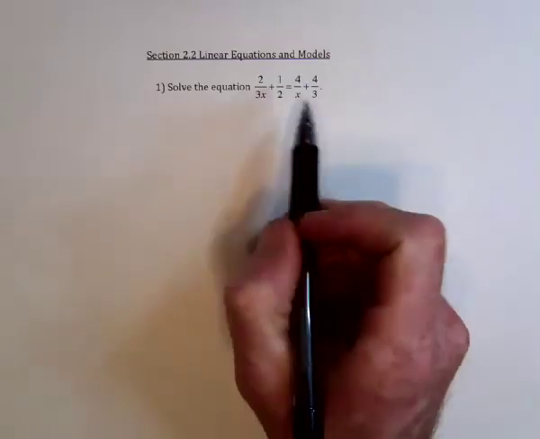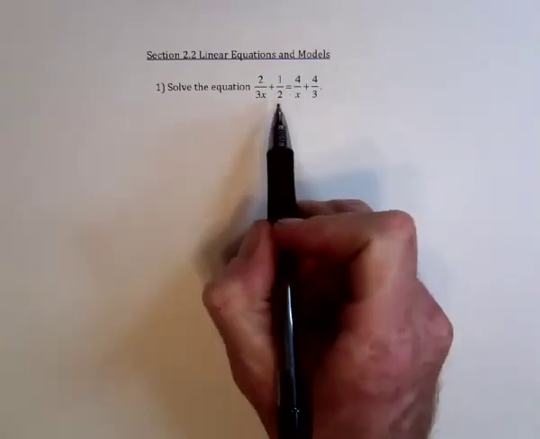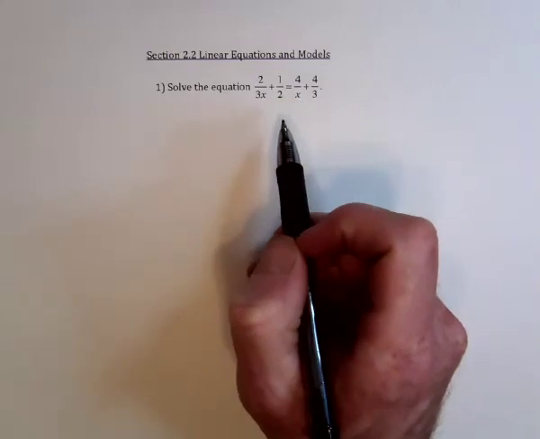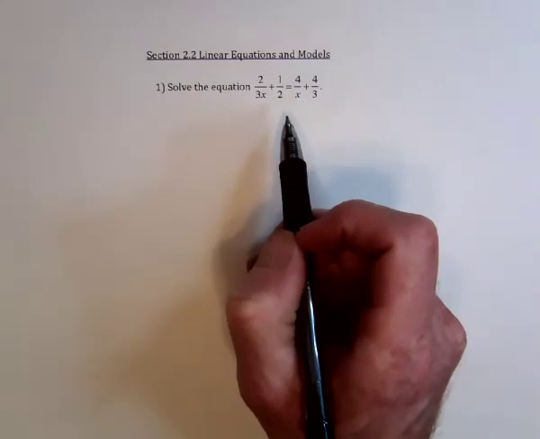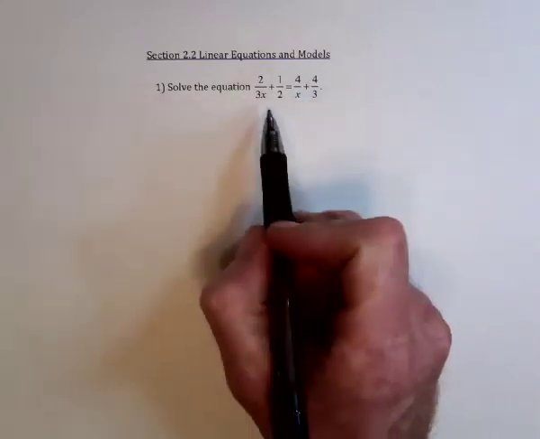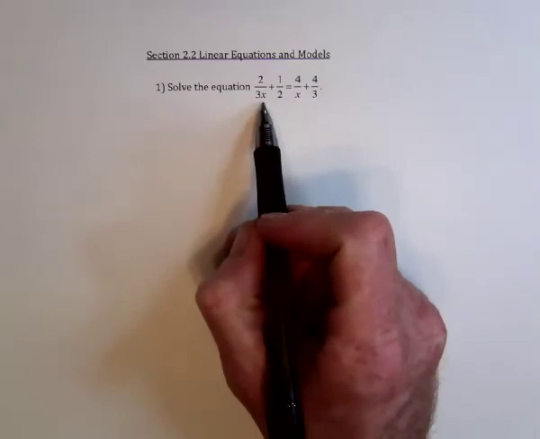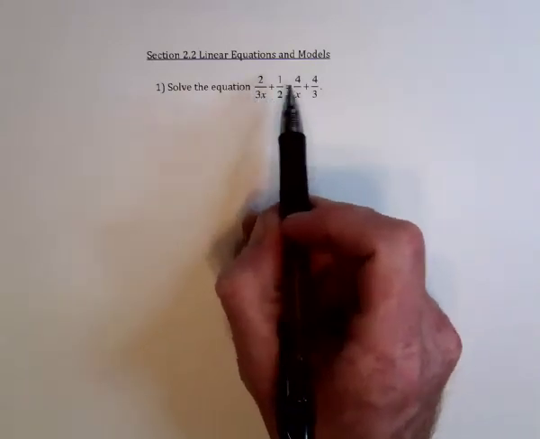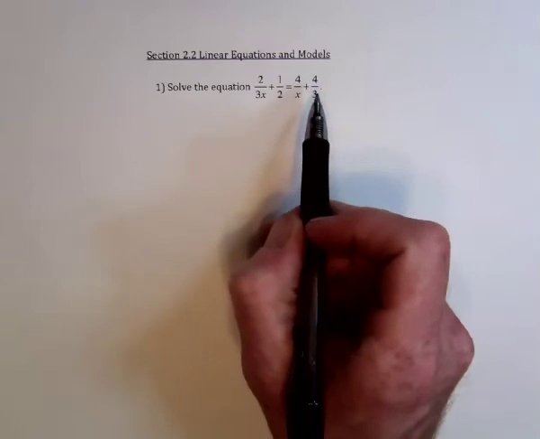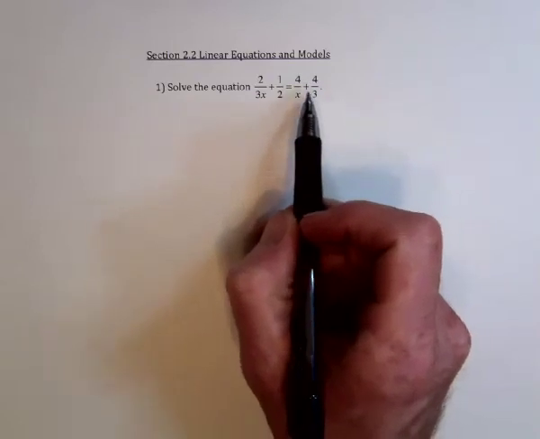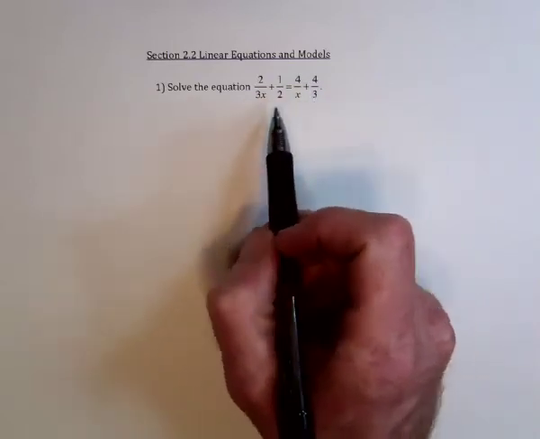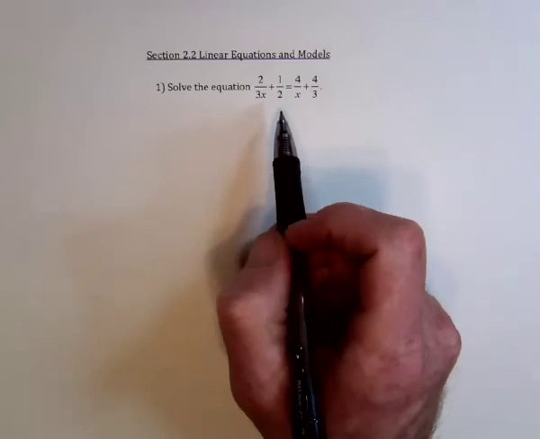Alright, now we've got an equation that's got 4 fractions and we need to be able to solve for x. What I'm going to choose to do first is find the least common denominator. I'll then multiply both sides by the least common denominator and then reduce. That will do what's called clear the fractions.